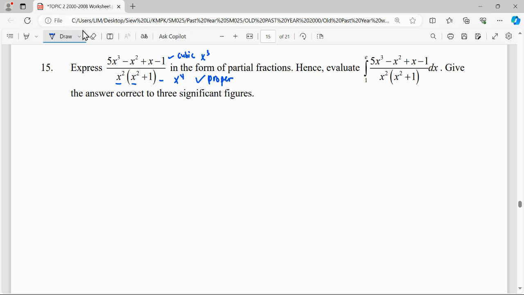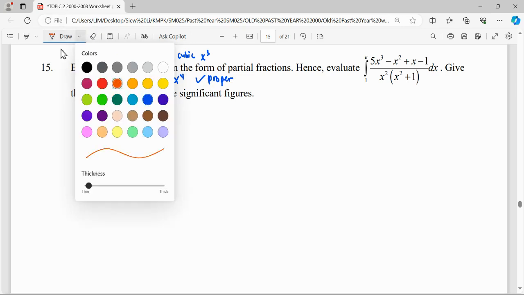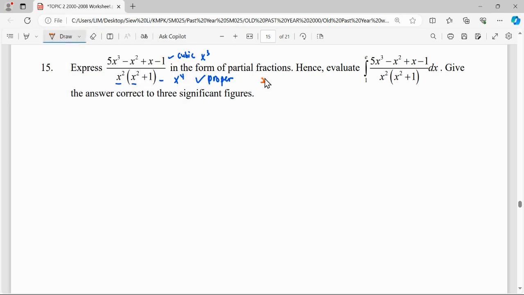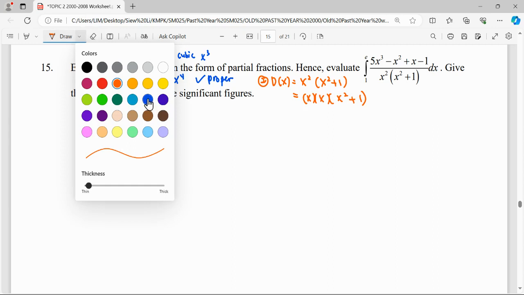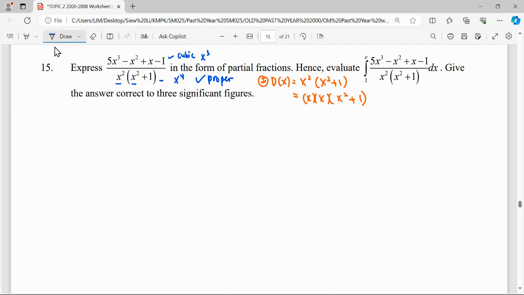Then second step will be to make sure the denominator here is factorized completely. So for x squared, it will be x times x. This x squared plus 1 quadratic cannot factorize anymore. Then for the third step, we continue here. We are going to split according to the factors.